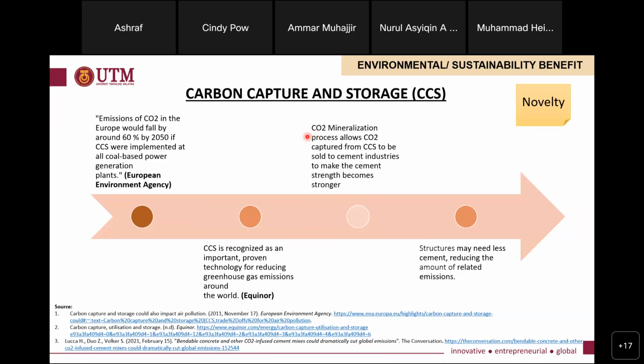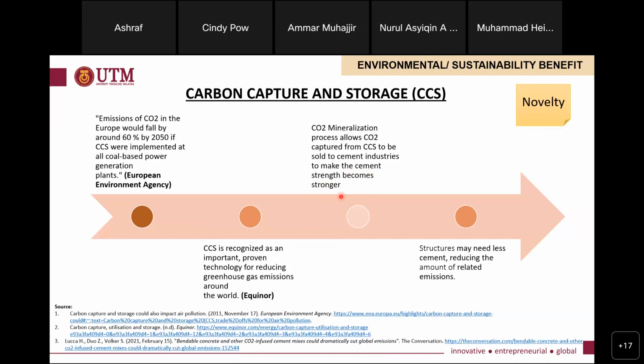And then for CCS, usually they will inject the CO2 that we obtain, but actually the carbon dioxide also can be sold to cement industries. This is because the CO2 can be used for the CO2 mineralization process. In this process, it can make the cement stronger, and because of that, we might need less cement, and also it will reduce the amount of emission from the cement.